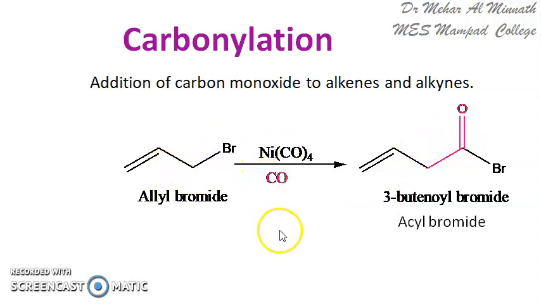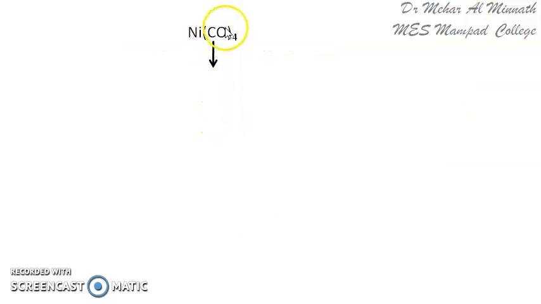So how is this happening? What is the mechanism behind this reaction? Let us see. Now we have here the nickel tetracarbonyl. Nickel tetracarbonyl loses one carbon monoxide and you get nickel tricarbonyl. Now we have the allyl system. The allyl halide is here, bromide is here.